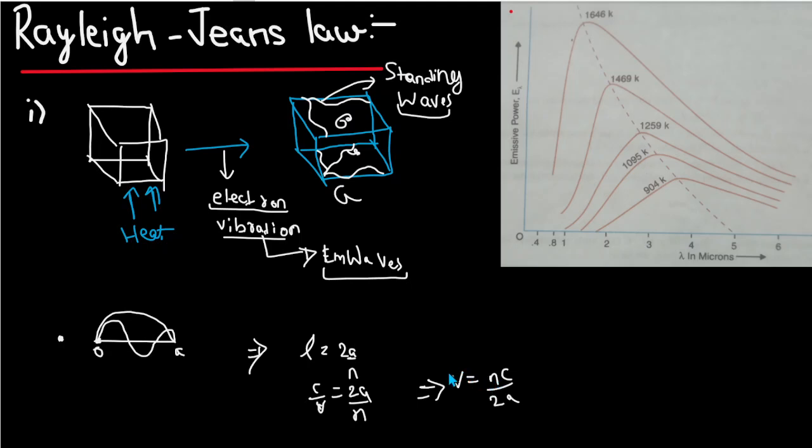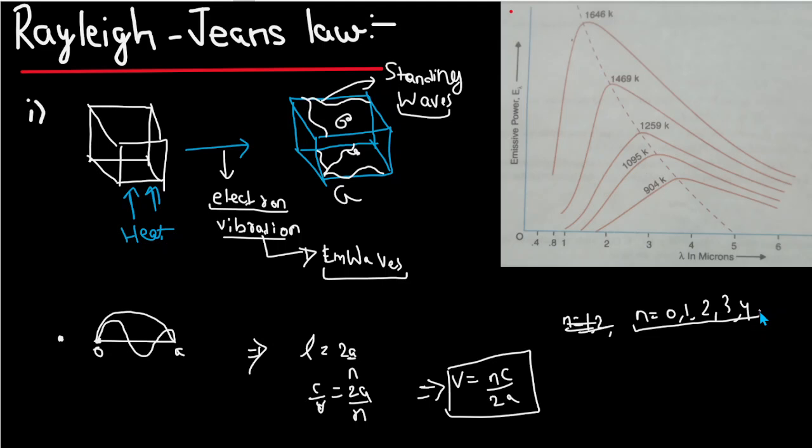So here this is your allowed frequency, where n is any positive integer, which can be 1, 2, 3, 4, and so on. It only takes positive integer values. This allowed frequency is called the mode of vibration in the standing waves, and for each allowed frequency, there is a standing wave inside this particular metallic cube.